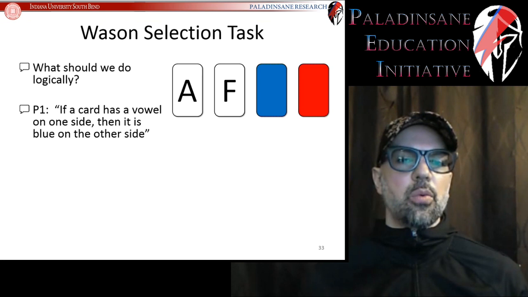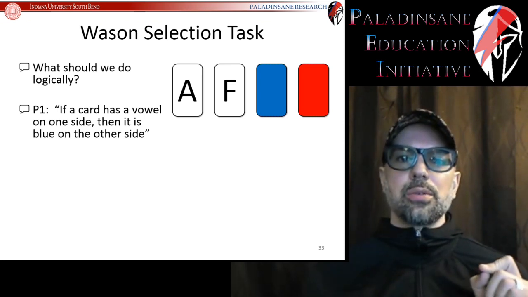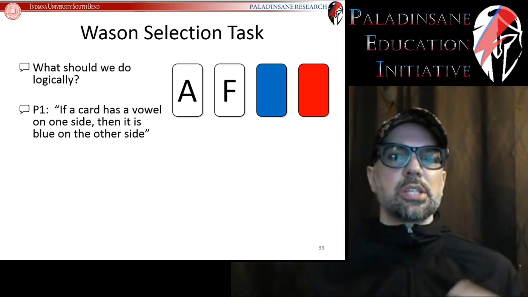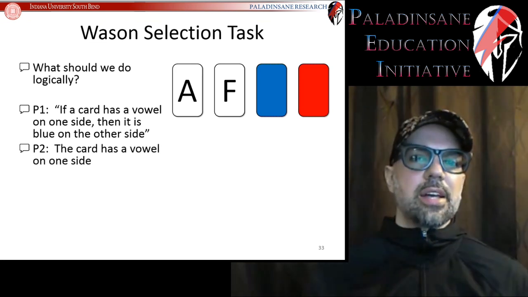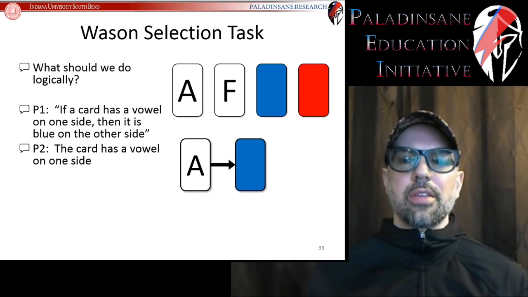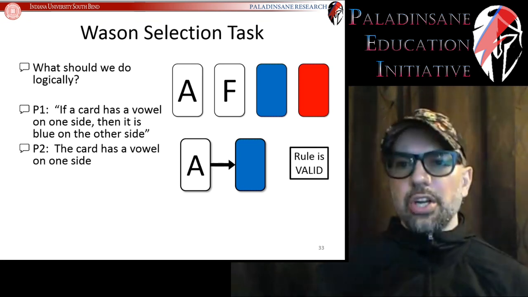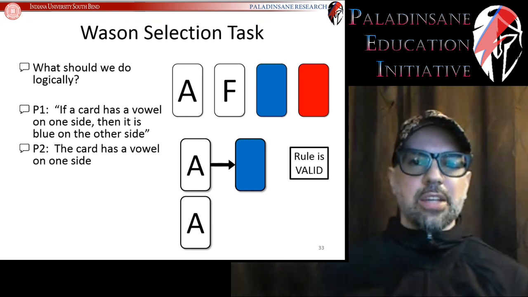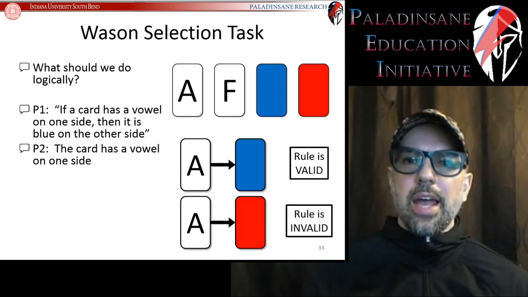So if a card has a vowel on one side, then it is blue on the other side. One of the ones we want to do is affirm the antecedent. That means we choose as premise number 2, the card has a vowel on one side. Because if we flip this card and there's blue on the other side, that means the rule has been followed. So that is a good thing to know. More importantly, though, if we flip it and it turns out to be not blue on the other side, we know that the rule has been violated.